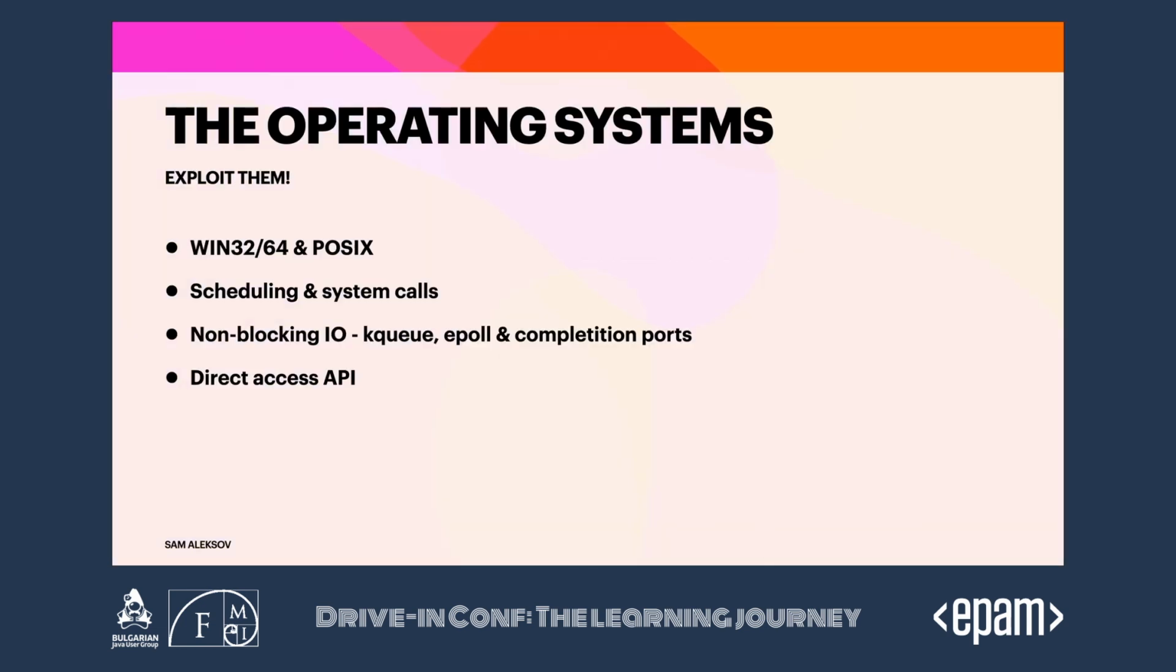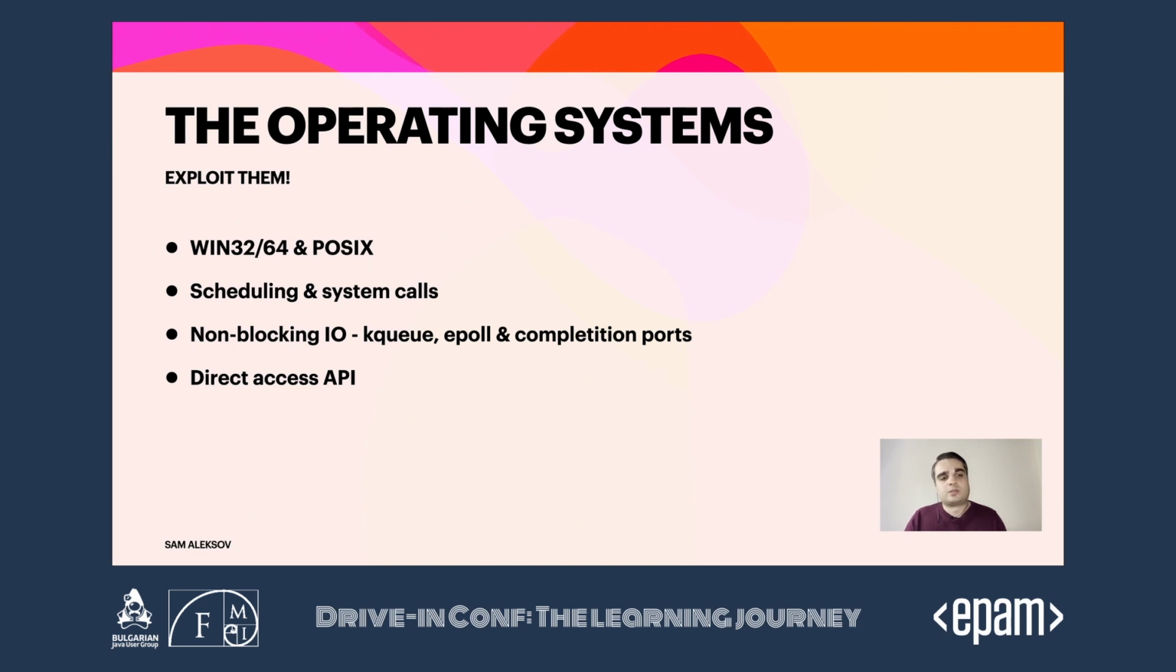The operating system. You do need to know what the exposed capabilities are. So that would be the Win32 and Win64 APIs and POSIX. You do want to know, generally at a high level, how the scheduling is performed and when your program could be interrupted and offloaded for some other program to execute. It's also important to know the performance of the system calls that you perform and how long they would take.